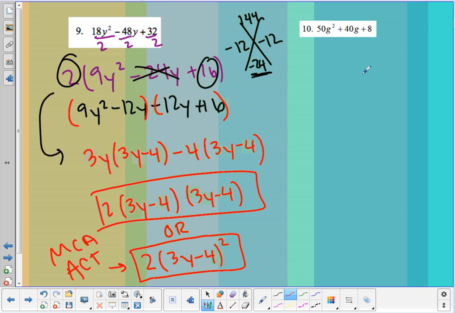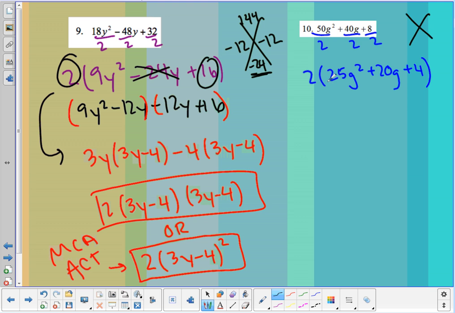Okay, last question. 50g squared plus 40g plus 8. So first thing I recognize is that I have a GCF of 2. So I'm going to take that GCF out and see what that gives me. So I have a 2 out front, 25g squared plus 20g plus 4. Now I recognize that I have a perfect square trinomial. Perfect square term, perfect square term.